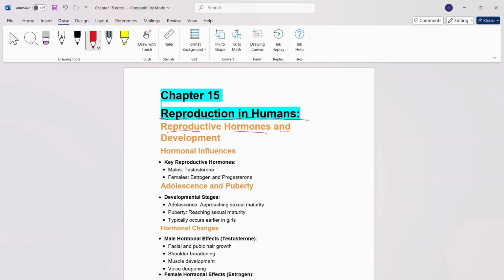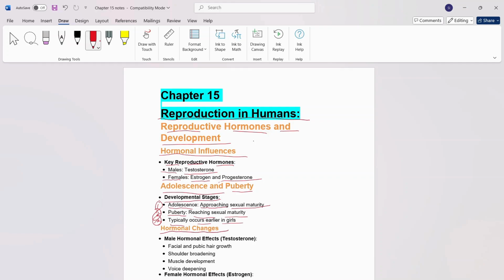Reproductive hormones and development. First, understand hormonal influences. Key reproductive hormones include, in males, testosterone, and in females, estrogen and progesterone. Adolescence and puberty developmental stages include: first is adolescence, approaching sexual maturity. Second is puberty, reaching sexual maturity. And third, typically occurs earlier in girls.